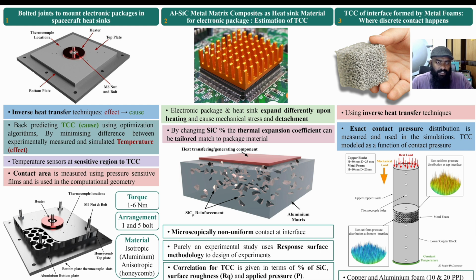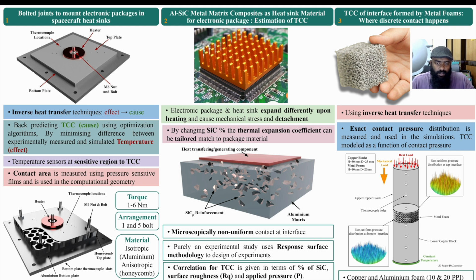The contact area is measured using Fujifilm pressure-sensitive films and incorporated into computational models. The study explores various bolt outs and arrangements and is extended to anisotropic materials such as honeycombs. The second study is purely experimental and focused on AlSiC metal matrix composites. In electronic package mountings, the difference in thermal expansion coefficient between the heatsink and the package material can cause detachment, leading to system failure. By adjusting the SiC content in the composites, the thermal expansion coefficient can be tailored, making this material ideal for use in heatsink applications.